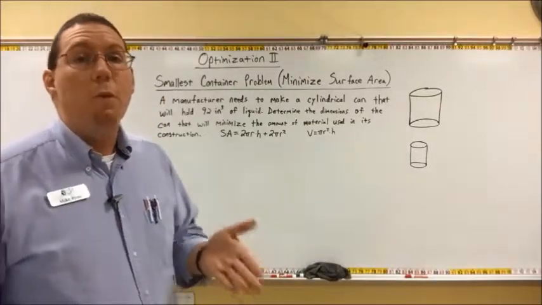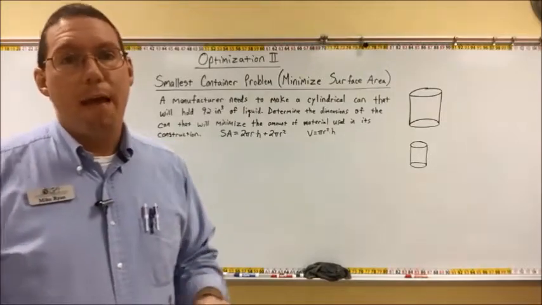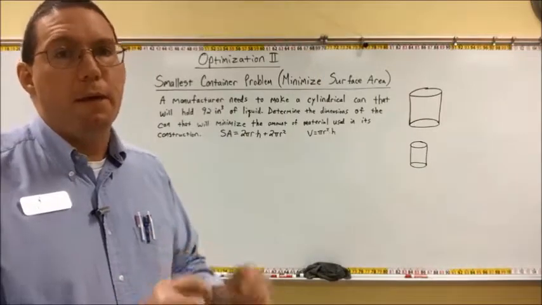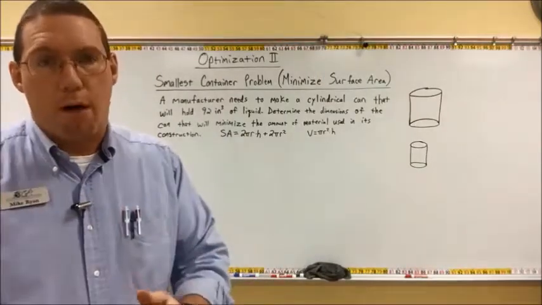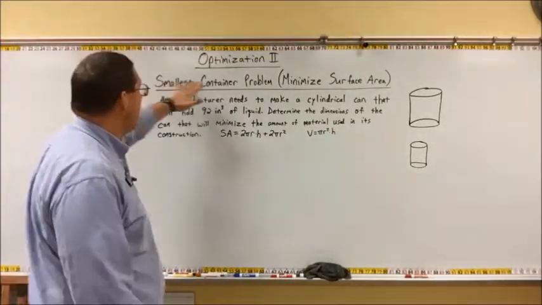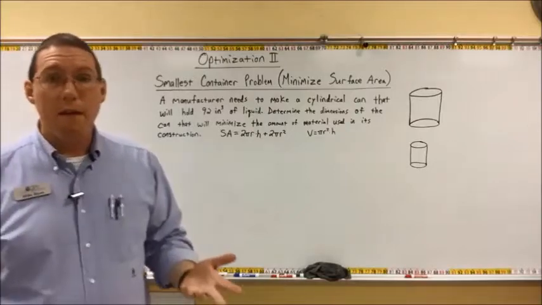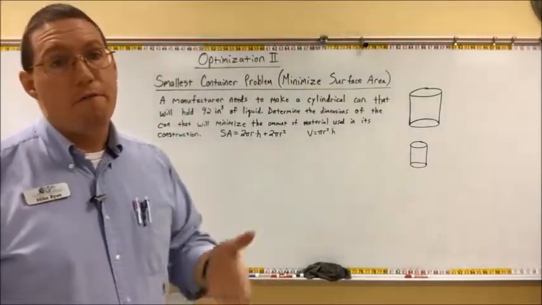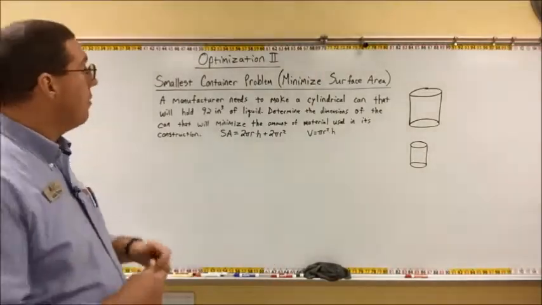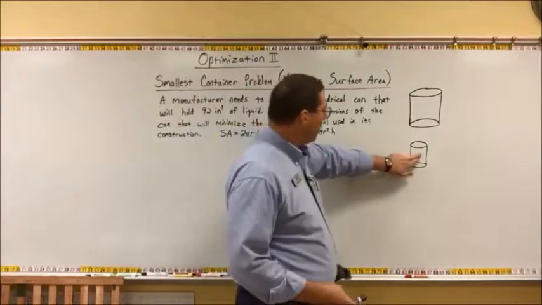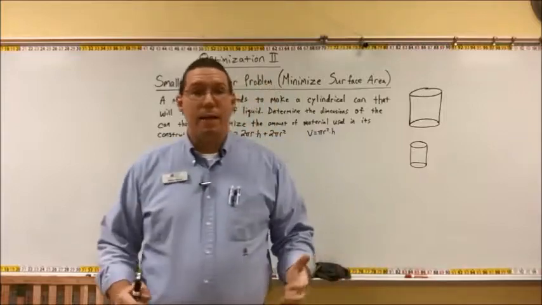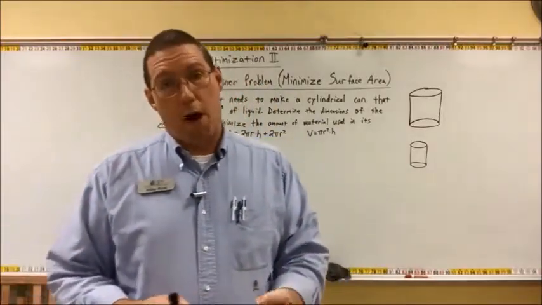Okay, so we would like for this can to be made out of as little material as possible, but still be able to carry the amount of the product that they're selling to you. So I call this the smallest container problem. And when I say smallest container, I don't mean smallest in volume, I mean smallest in material. Now, when we think about the material, if you look at a soda can or maybe a soup can, the can is the outside of the product, right?